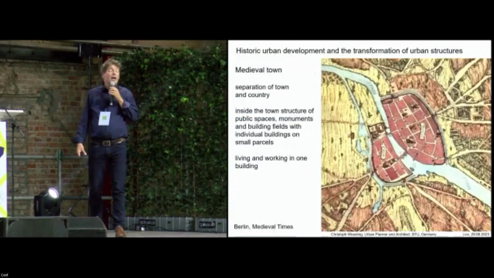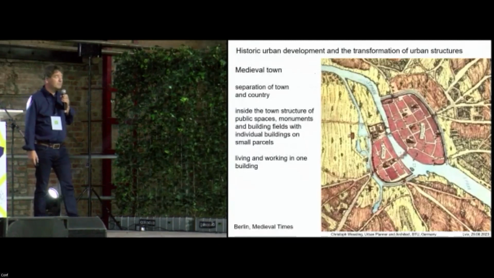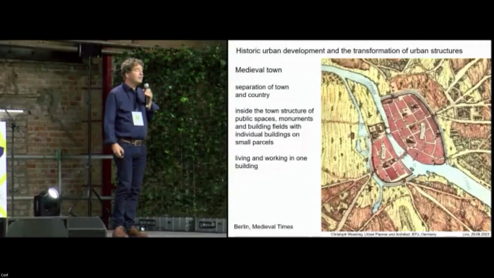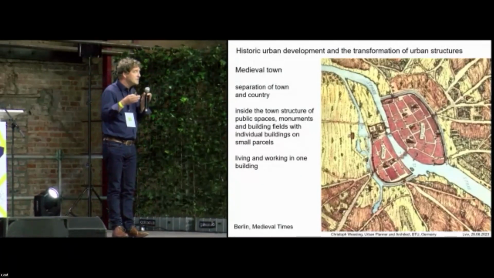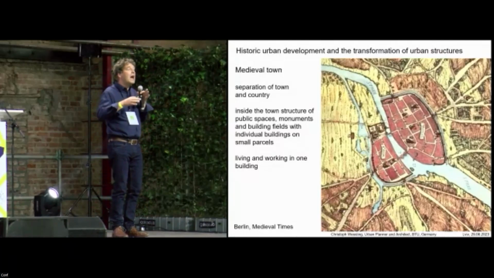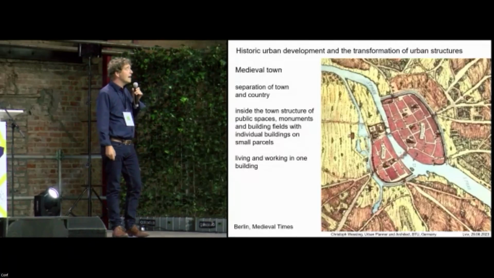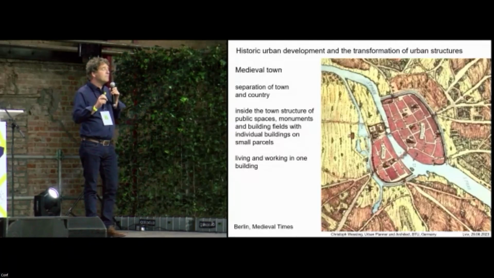So, in medieval times, our cities in Europe were clearly defined by a very clear separation between inside and outside. Inside was a city, very dense, and outside was a landscape. And in the typologies inside the city, there was no separation between working and living.